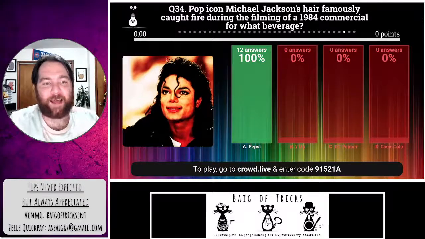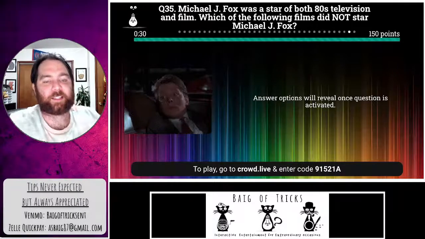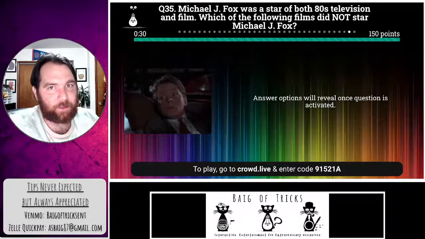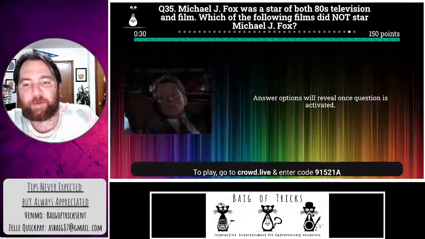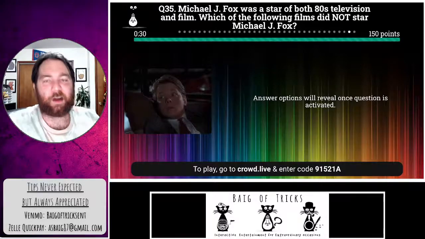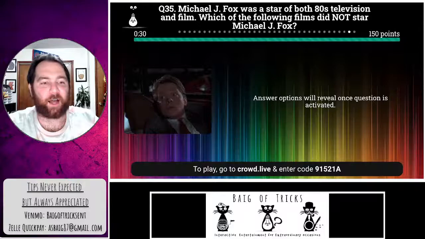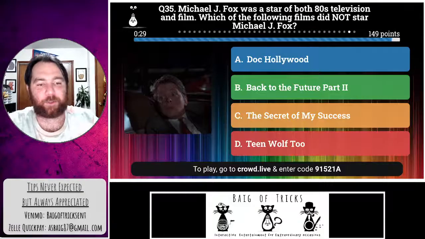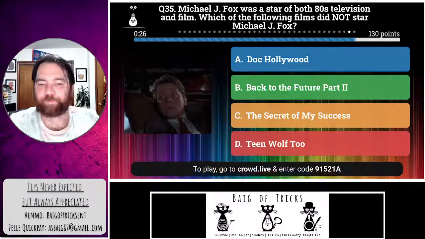Question 35. Michael J. Fox was a star of both 80s television and film. We've already talked about him a little bit tonight, but which of the following films did not star Michael J. Fox? Was it Doc Hollywood, Back to the Future Part 2, The Secret of My Success, or Teen Wolf 2?